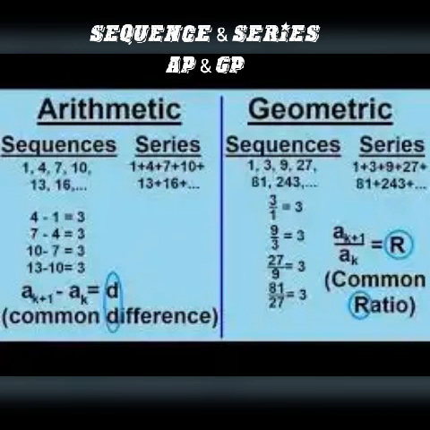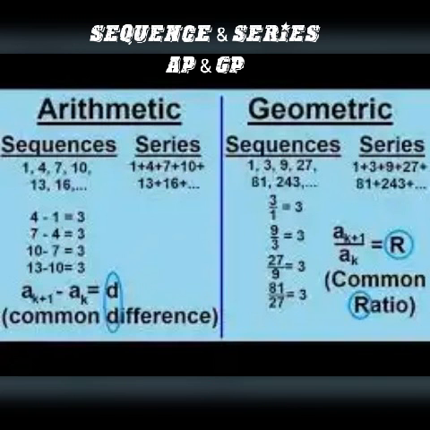What do I mean by this? In arithmetic progression, the numbers will either increase or decrease with a common difference. How do you identify arithmetic progression in a question? The sequence will either increase or decrease, that is, either plus or minus. It's not taking a multiplication or a division sign.